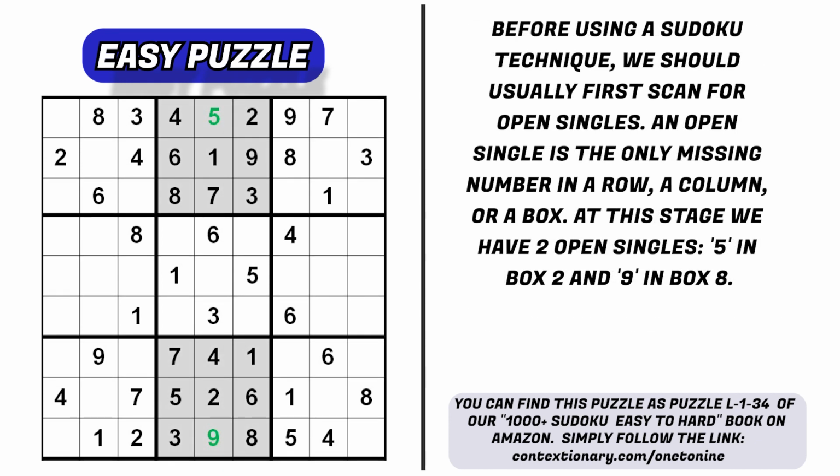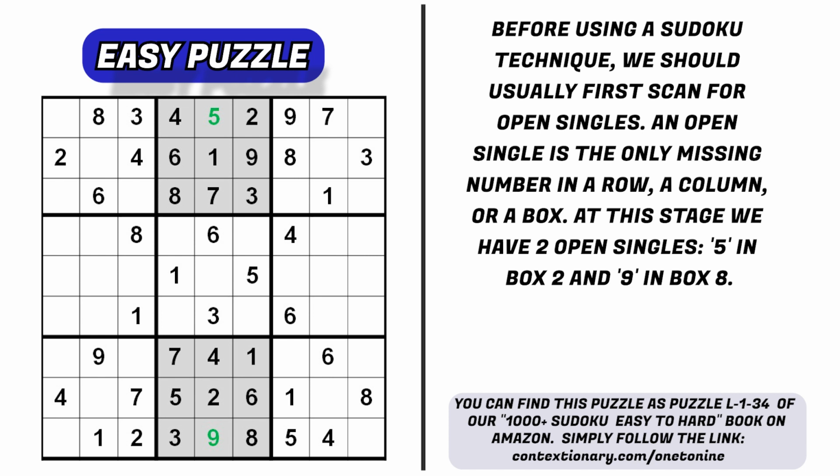Welcome back! So, how do we start solving a Sudoku puzzle? Most of us first search for rows, columns, or blocks that have only one empty cell and immediately fill that empty cell. Those low-hanging fruits are often called open singles. The number 5, for example, in box 2, and the number 9 in box 8 are open singles that we can fill in right away.